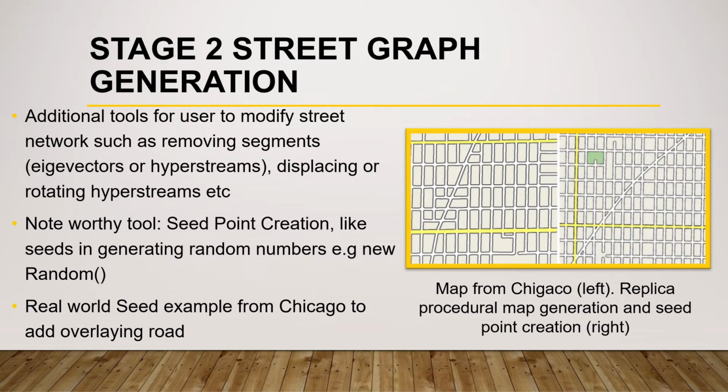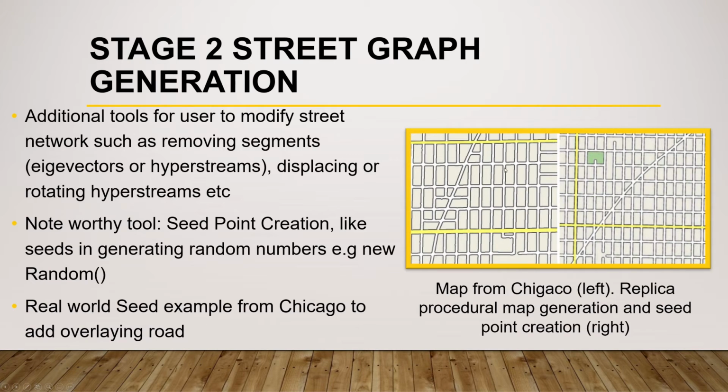Another thing I want to talk about are other modifications to side streets or hyperstreamlines. There's a whole bunch of other tools. There's displacing, rotating, etc. of these eigenvectors or hyperstreamlines. But the one noteworthy one I'll talk about is seed point creation. So it's similar to seeds in random number generators. In Java, you can have a new random number, and you can call random.setSeed. You can give it a seed so that the random number is within a set value or a set range. So everyone with the same seed gets the same number. That's kind of similar with how this works.